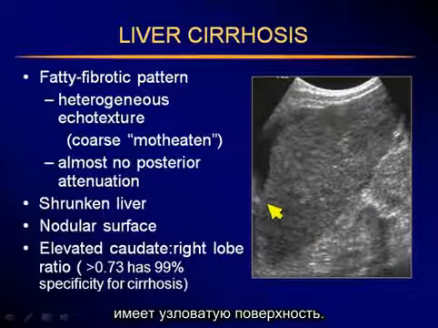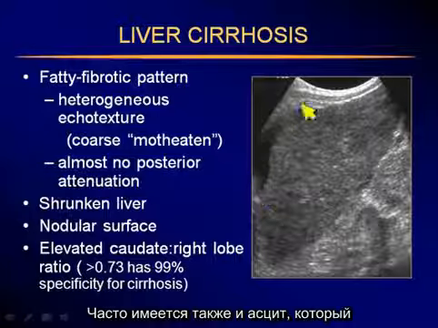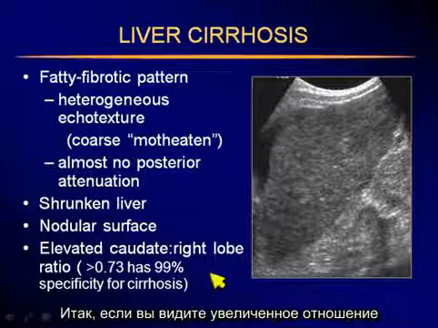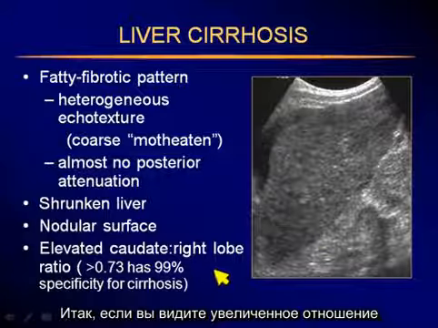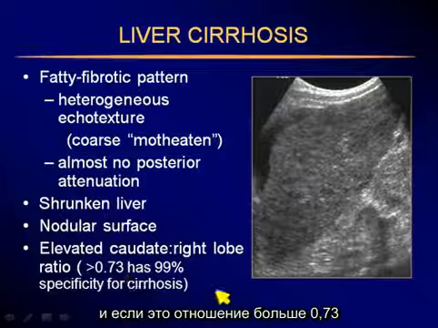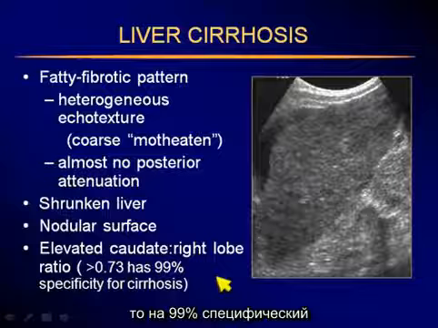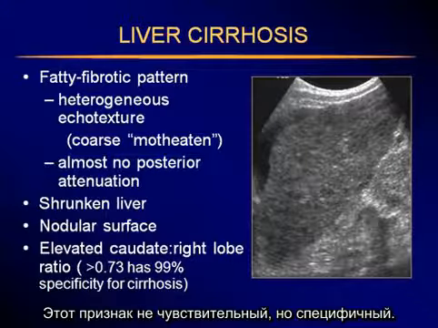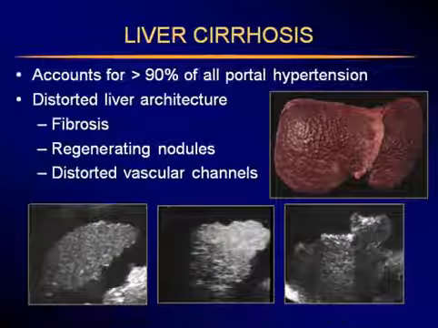They have a nodular surface. Often there's ascites to help us delineate the surface. And these are the livers where we can see the enlarged caudate. So if you see an enlarged caudate to right lobe ratio, and if it's over 0.73, that's a 99% specificity for cirrhosis. It's not sensitive, but it is specific.